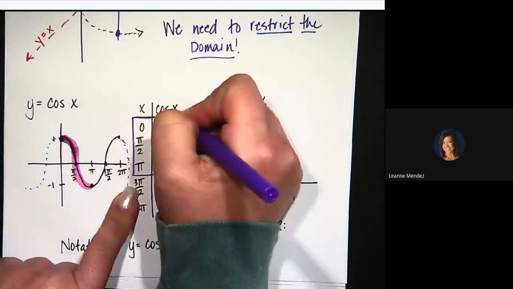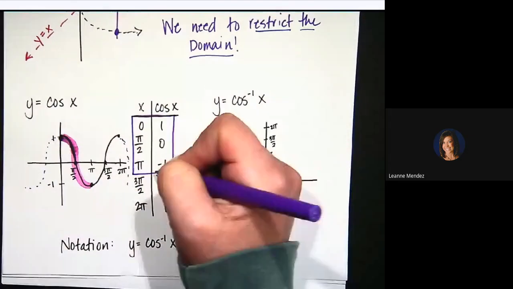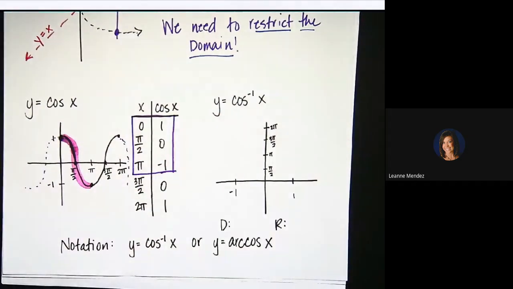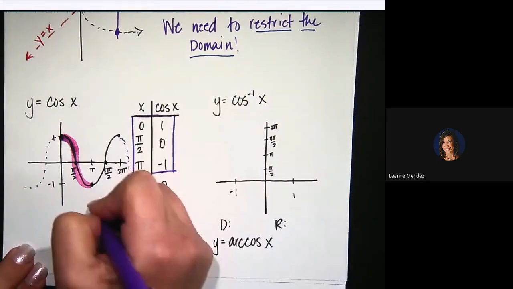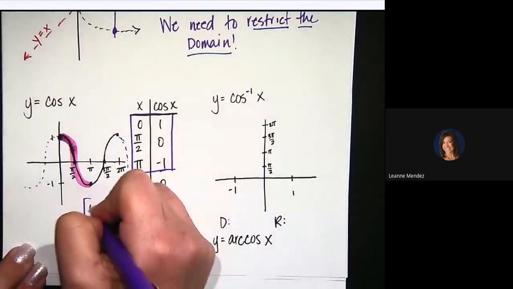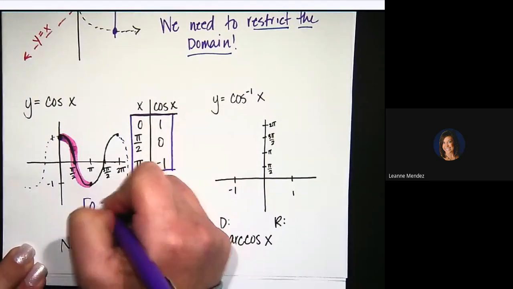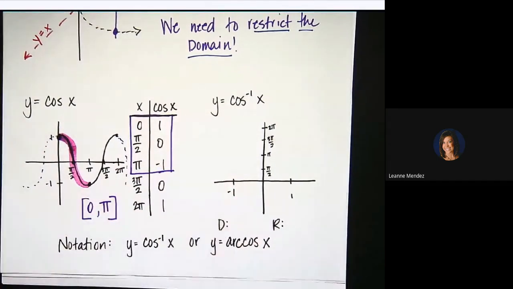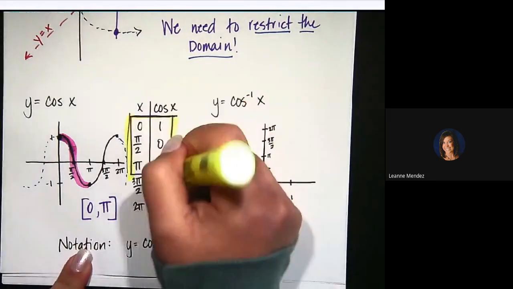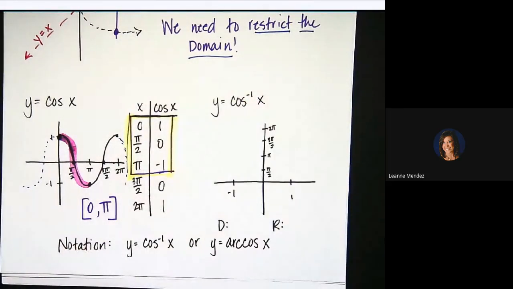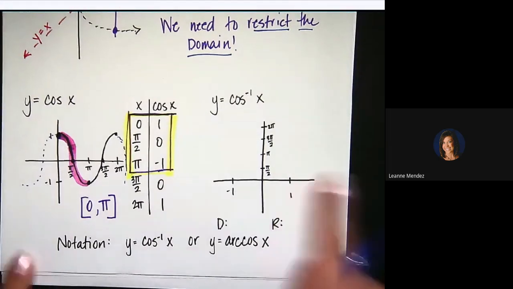That's right here, from 0 to pi. This is what I'm going to restrict my domain. I'm only going to focus on the domain from 0 to pi. I'm going to ignore everything else. And this piece right here, I'll highlight it for you. These values are what I want to flip in order to create my cosine equation.